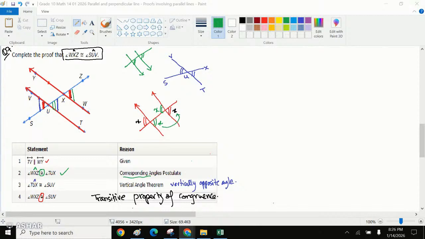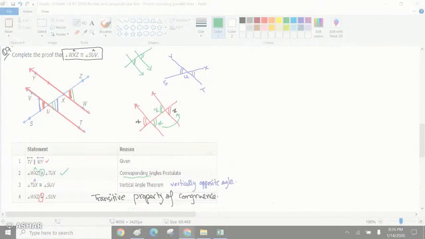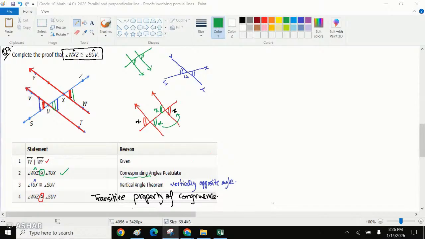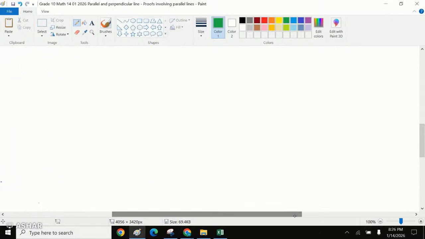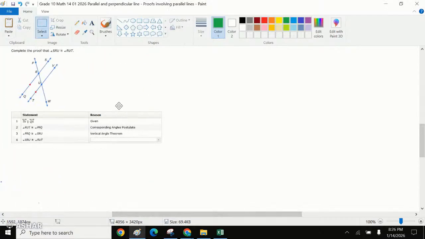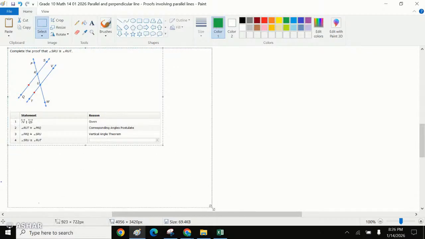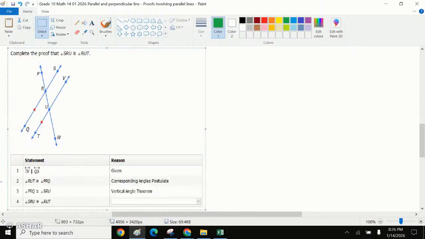Okay, for the next question, let me just copy this. Complete the proof that these two angles are equal. We need to prove why these two angles are equal. That is question number 8. This is our question number 8.